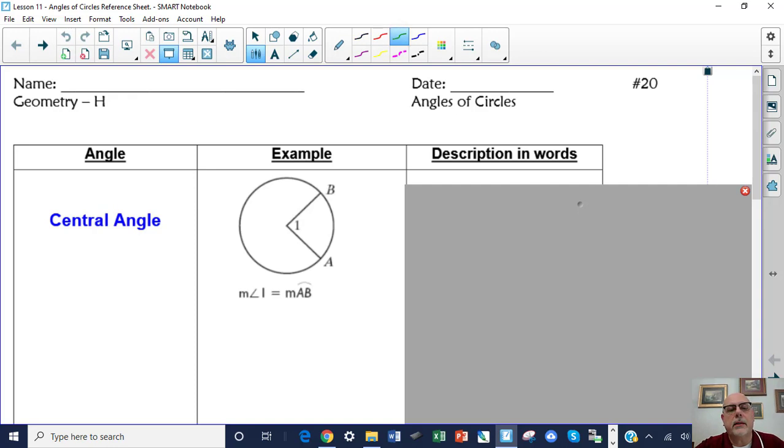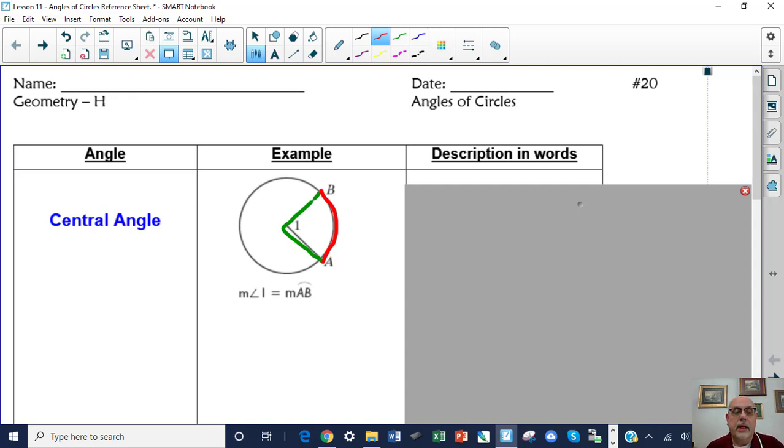If you look at this angle ABC right here, the ends of the angle, B and A, cut off that much of the arc of the circle, of the circumference. That, what I marked in red, is what we would call an intercepted arc.